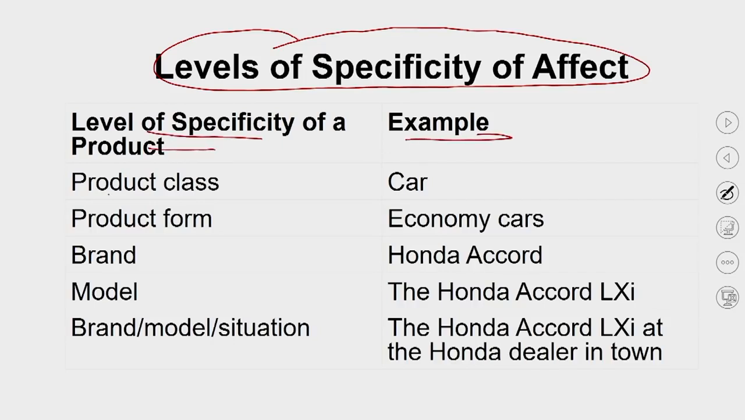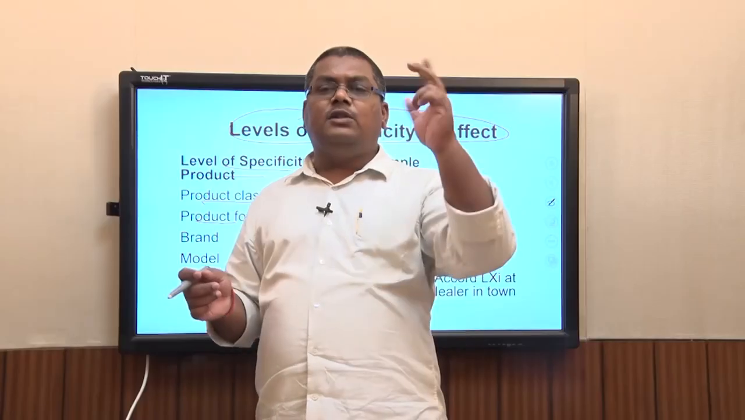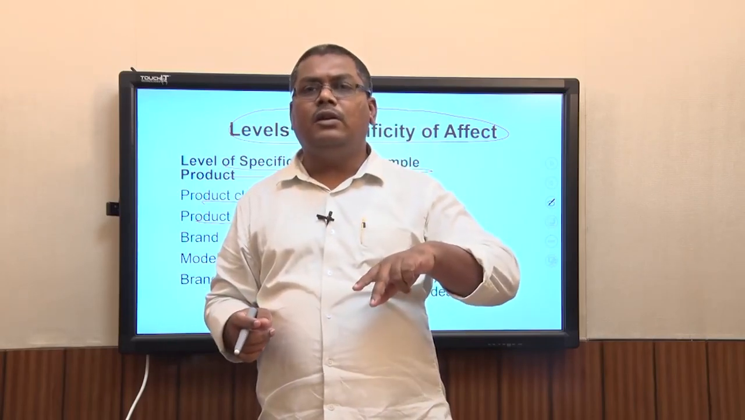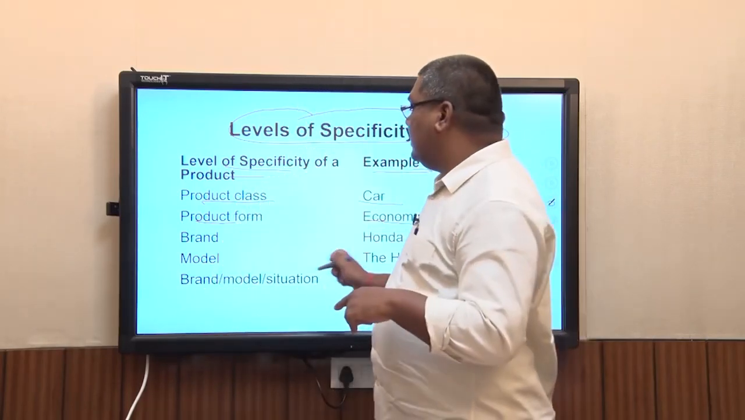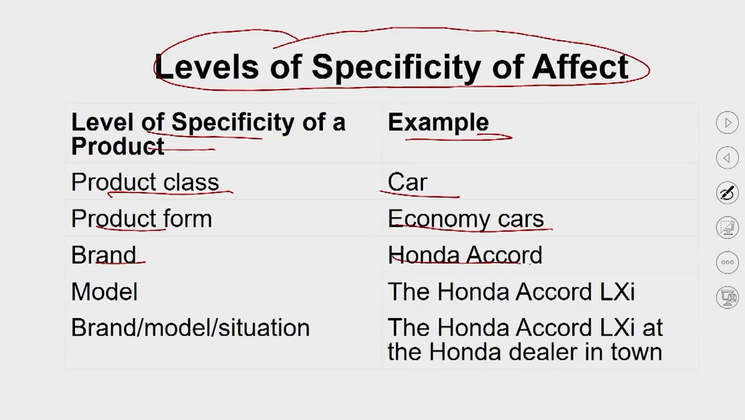An example, for example, product class, car. How do you feel about car? So this is one way of looking at an effect. Product form, you can have economy cars. What do you feel about? So you might feel positive about cars, but you might not feel good about economy cars. Or in terms of brand, so you might feel good about cars, but if it is a Hyundai car, you might not feel good, or you might feel good about a Honda Accord.